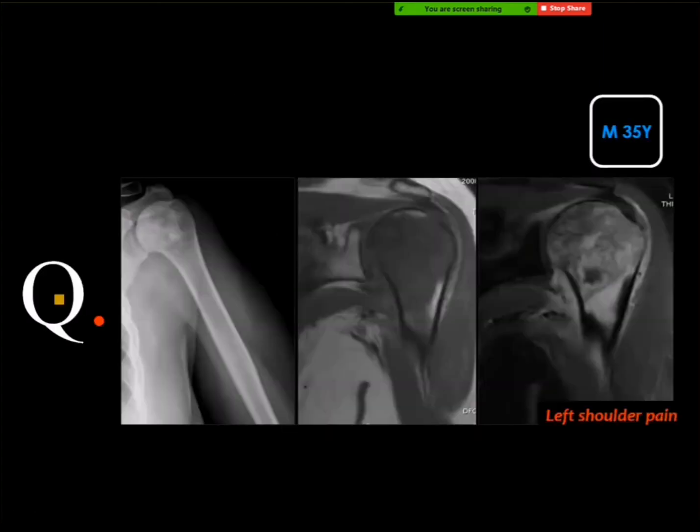This patient is 35 years old with shoulder pain, and this is the X-ray showing a mixed lesion of osteolysis and osteosclerosis. And on MRI, you got a marrow infiltrative lesion, which is low signal in the T1 and high signal in the T2. The diagnosis is... It is a malignant lesion.